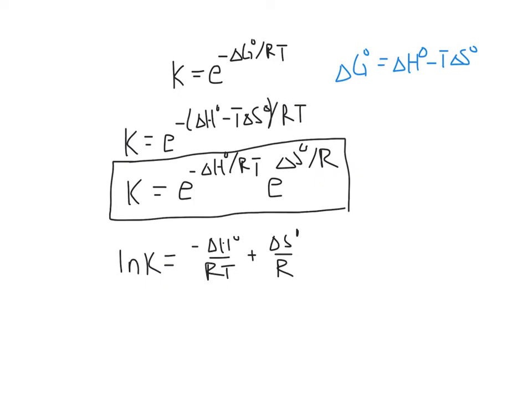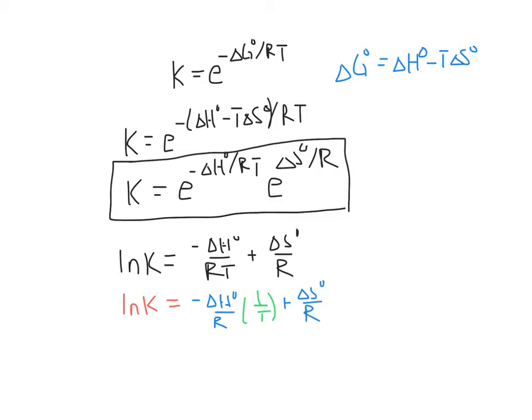So if we imagine that we have measured the equilibrium constant at a bunch of different temperatures, we can see that this is in the form of a straight line. Let's write our natural log of K is equal to minus delta H naught over R times 1 over the temperature plus delta S naught over R.